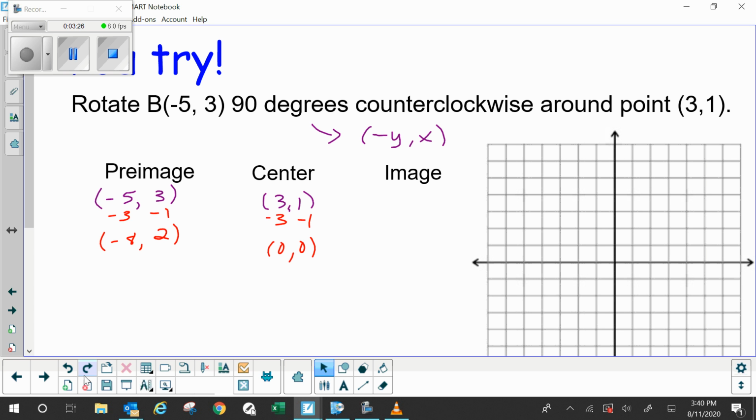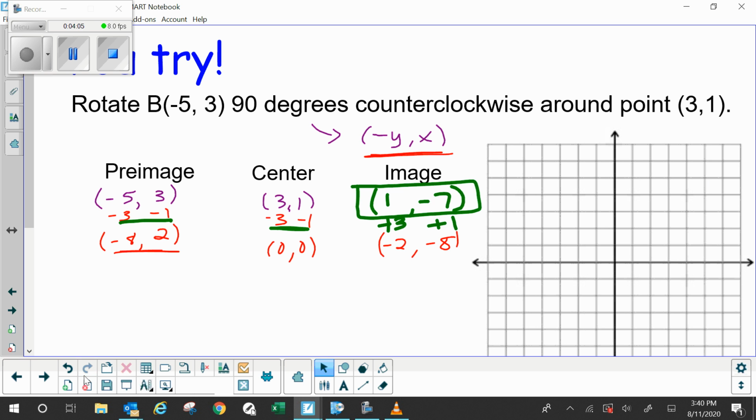Now you can go back and apply your rule because your center is now at 0, 0 because you subtracted the other one out. All right, so our rule says we switch spots and we change the sign on the y. Okay, so if we switch spots and change the sign, that's going to be -2, -8. And now you have to just do the opposite of what you did to the center and pre-image. We subtracted 3, we subtracted 1. You're going to go back and add 3 and add 1. So -2 plus 3 is going to be 1. -8 plus 1 is going to be -7. And that is your answer.